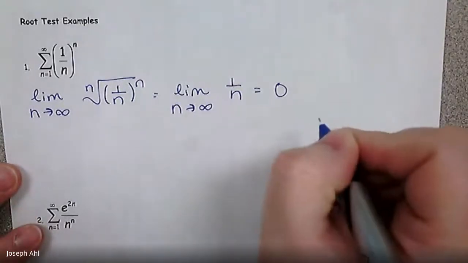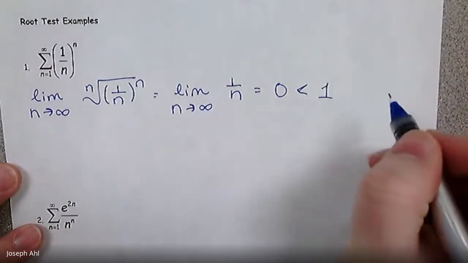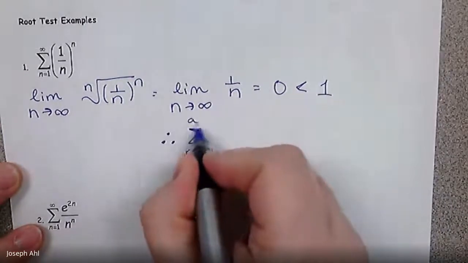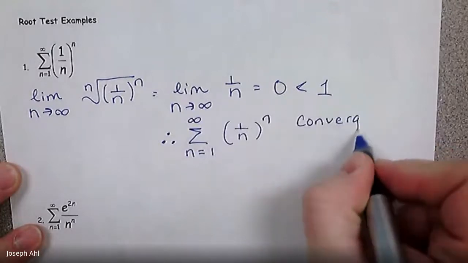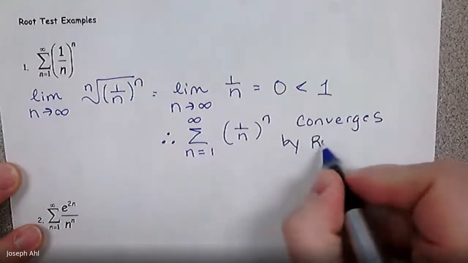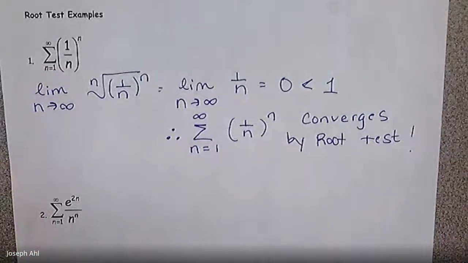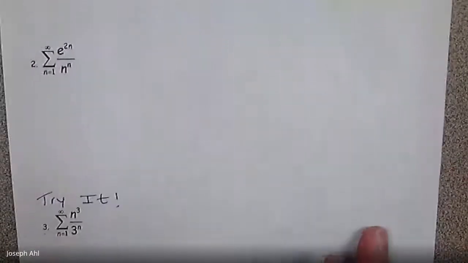Now, the same rules apply when we use the root test in terms of whether or not we converge or diverge. Since the limit is less than 1, we know, therefore, the series from n equals 1 to infinity of 1 over n to the n converges. And it converges by the root test. So in certain examples, the root test can go pretty quickly for us. All we need to be able to do is evaluate a limit as n goes to infinity for the sequence after taking the nth root. And based on comparing that limit to 1, we can determine converge or diverge.